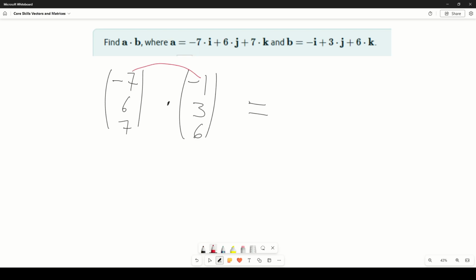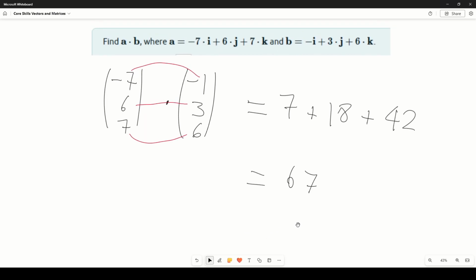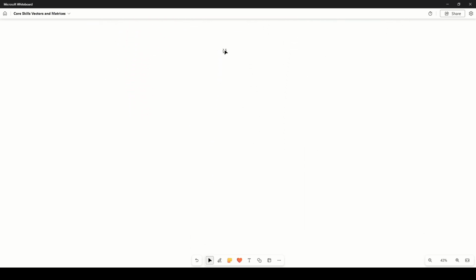You basically multiply the coefficients of the like terms, which means, in this case, you will multiply -7 with -1, 6 with 3, and 7 with 6. So you basically get this. You multiply the coefficients, and then you add the results of the multiplication up. So here it's 42 plus 18 plus 7, which gives us 67. All right, so the next question.